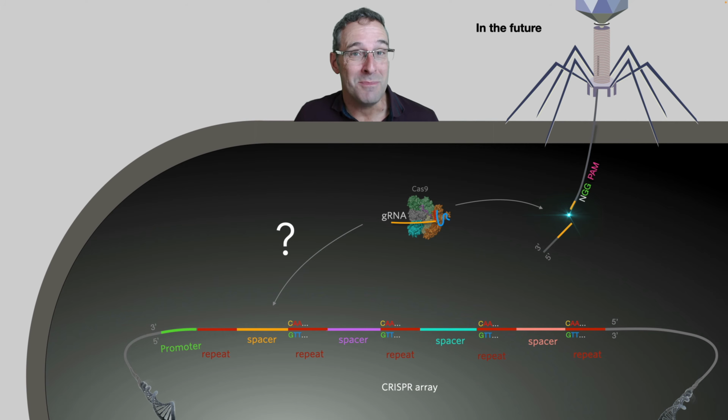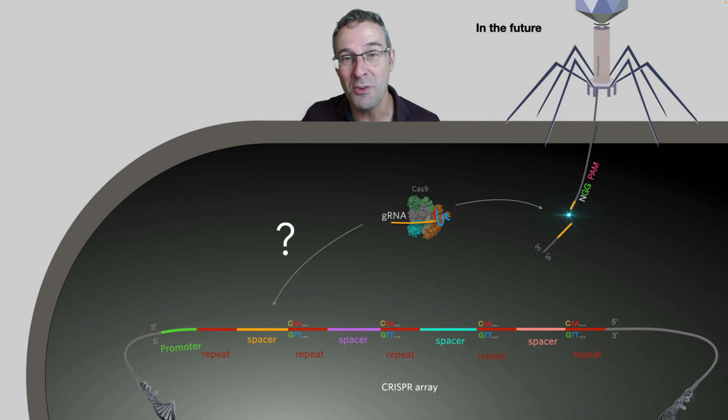Just like in our immune system, it's really important that our immune system is able to tell the difference between self and non-self. That's just as important for a bacteria. So how does that happen? How can the Cas9 enzyme tell the difference between virus DNA and bacterial DNA?